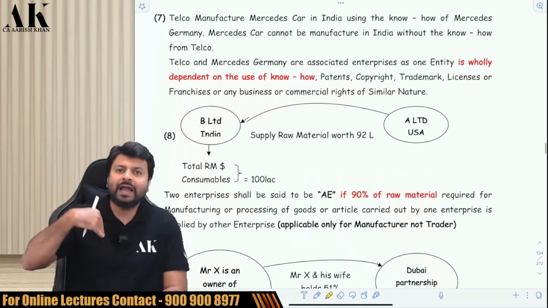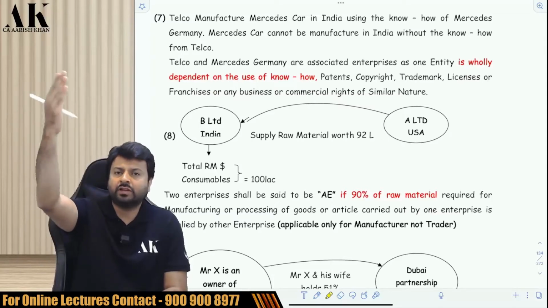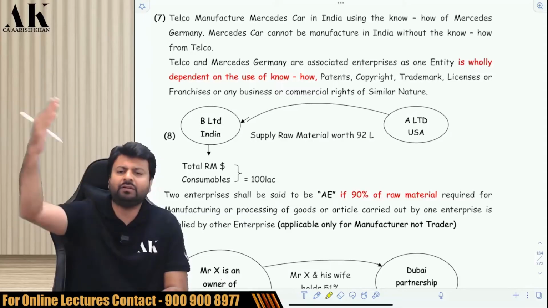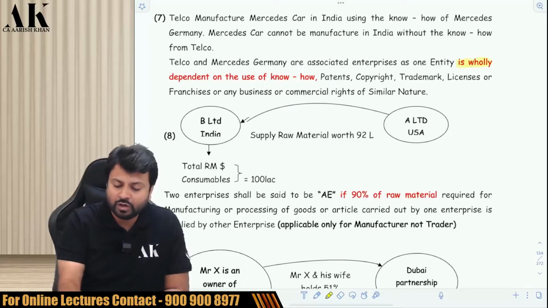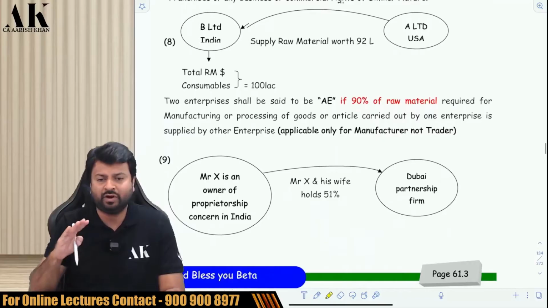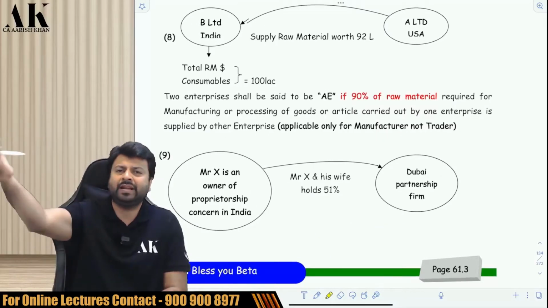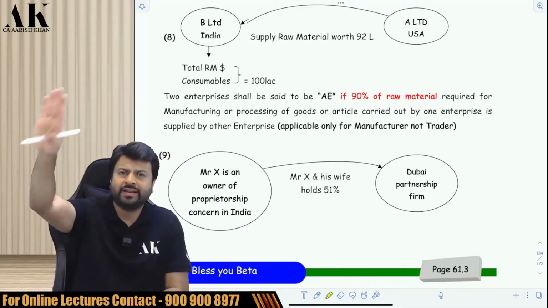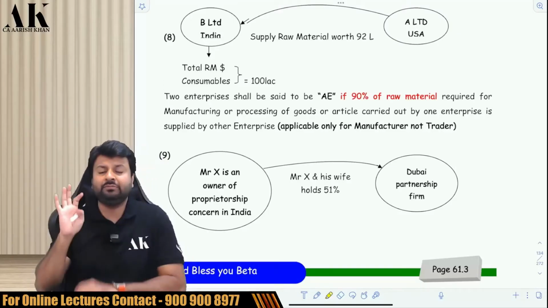Next. I am in India and there is a company outside India and I am dependent on that company for the know-how, the patent, copyright, trademark, license, franchise of that company, and I am wholly dependent on all these things of that company. Then myself and that company are also deemed to be what? Associate enterprise. Be very careful. If one enterprise is wholly dependent on the other enterprise for technical know-how, patent, copyright, trademark, license, franchise, then both of them are deemed to be associate enterprise.